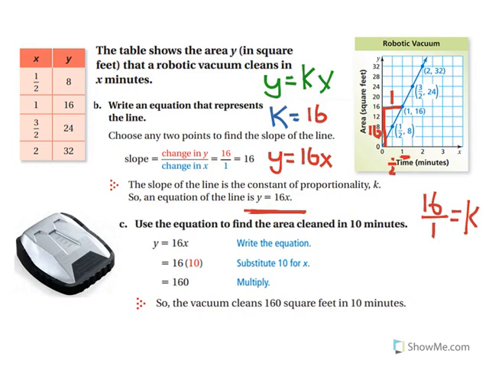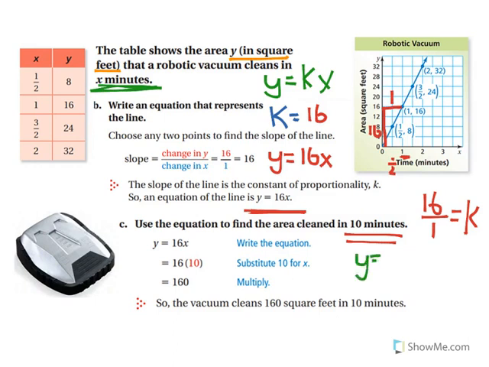Next, C says, this is the easy part. Once we have the equation, it says use the equation to find the area cleaned in 10 minutes. Well, let's go back to the original problem. It tells us that y is going to be square feet, that's the area, and that x represents minutes.